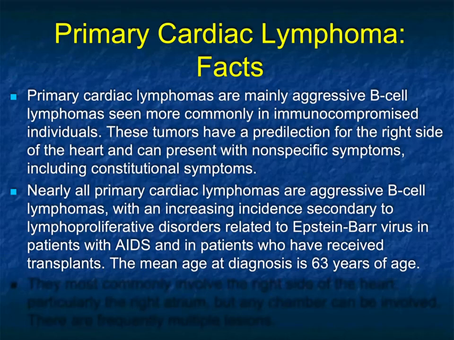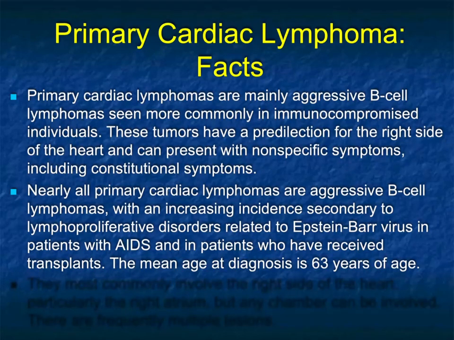Another tumor that's probably a great mimicker and a challenge would be primary cardiac lymphoma. Lymphoma in general is always a mimic. We see it involving every organ system. Primary cardiac lymphomas are mainly aggressive B-cell lymphomas seen more commonly in immunocompromised patients. These tumors have a predilection for the right side of the heart and can present with nonspecific symptoms. But again, right side of the heart, which is why I mentioned before, can look like angiosarcoma.